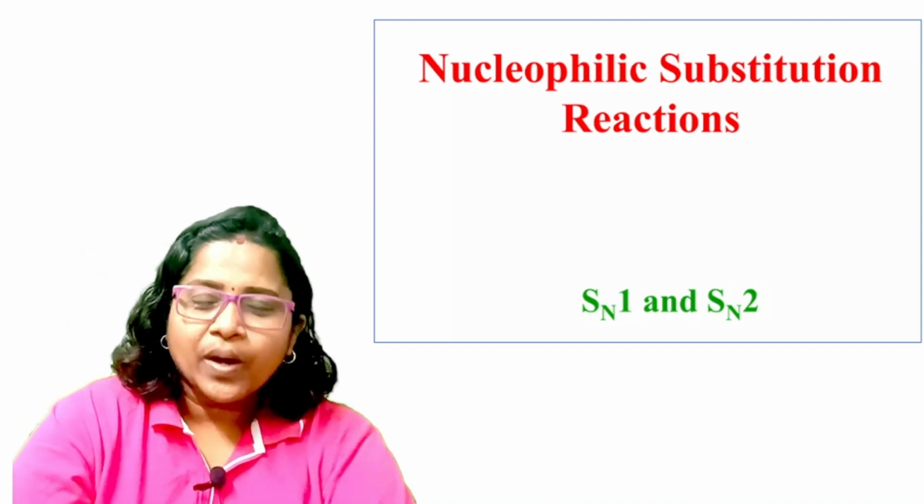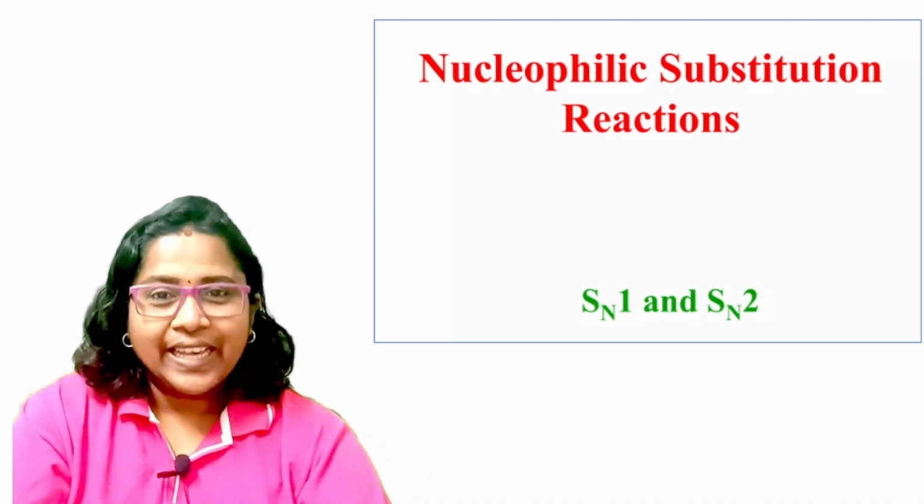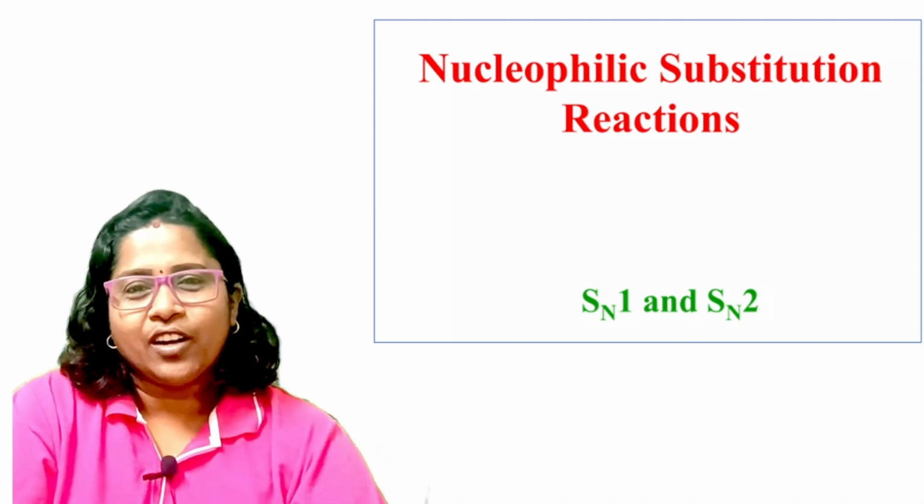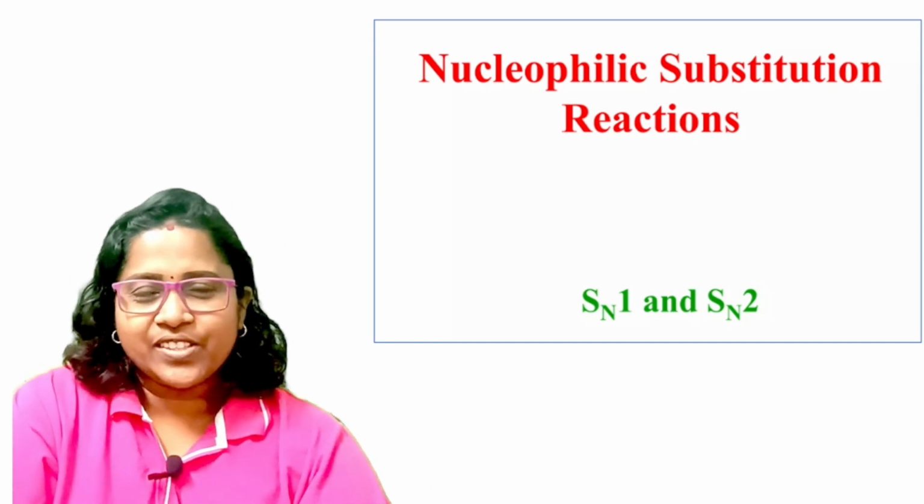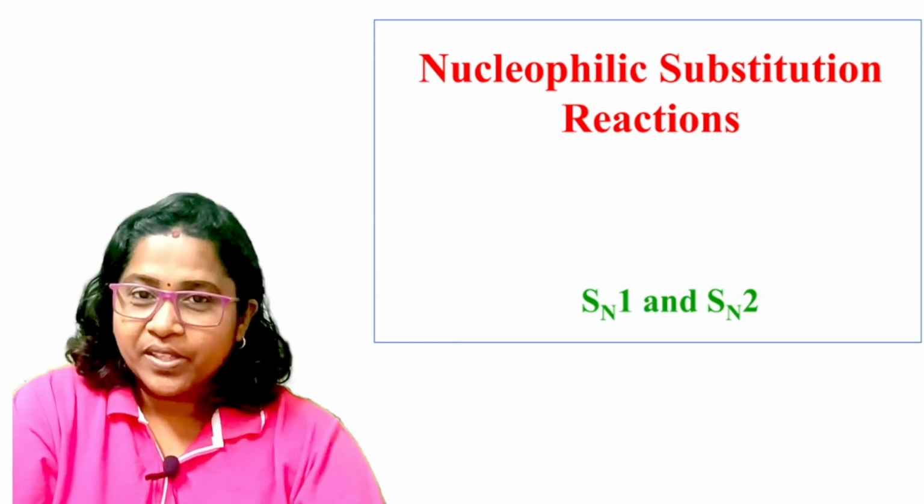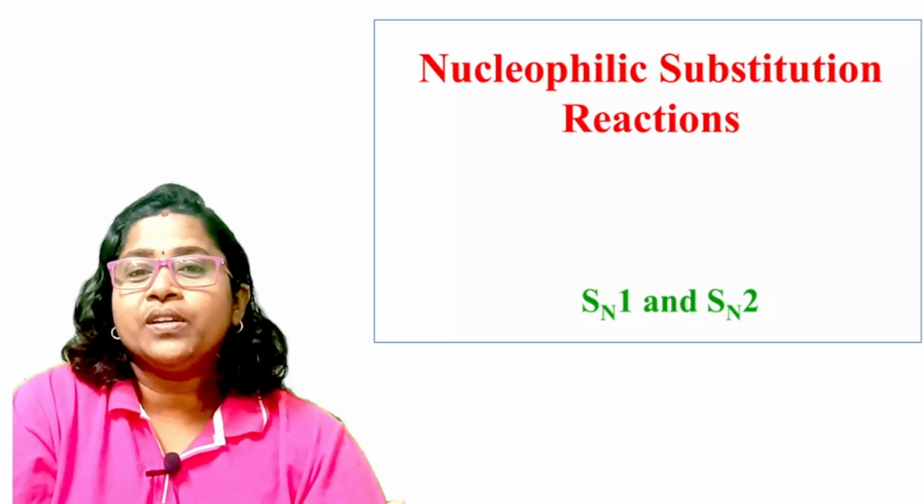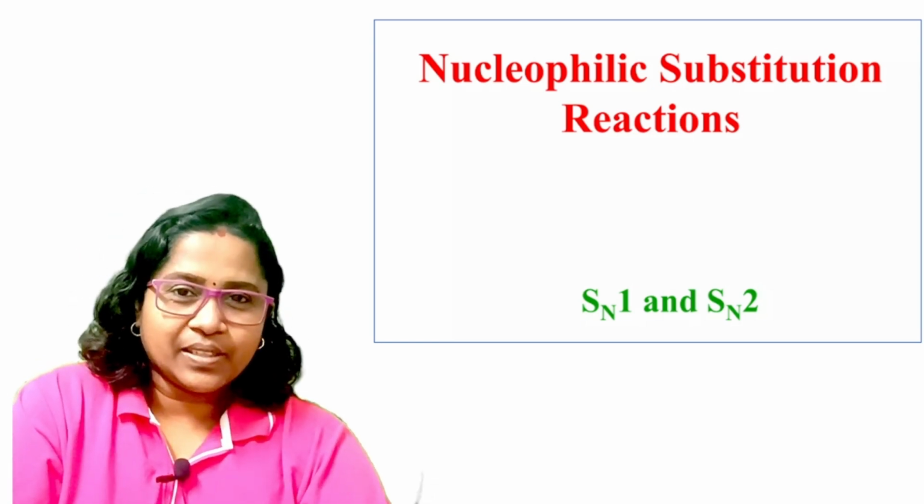So first of all, what do you mean by a nucleophile? Nucleus loving species are called what? Nucleophiles. So definitely they will be negatively charged. Correct? So nucleophiles are nucleus loving species, so they will get attracted towards the positive charge. So they are having negative charge.